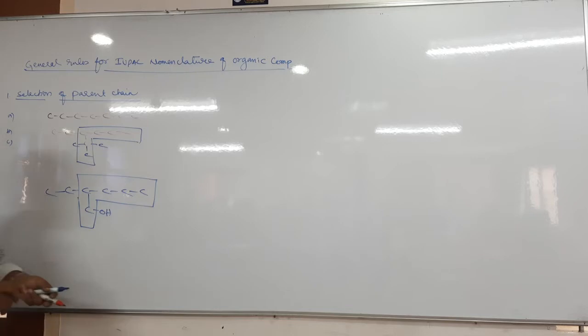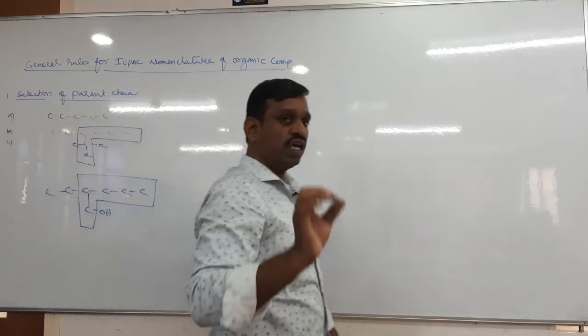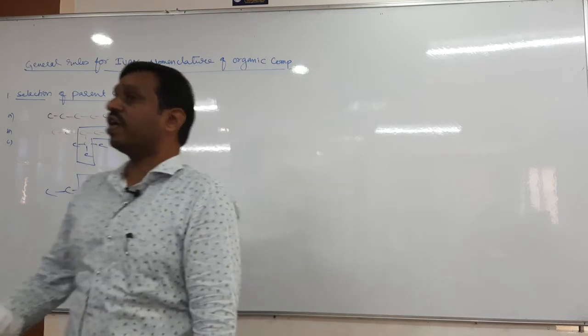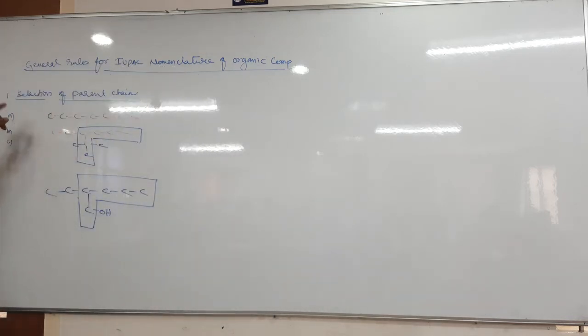In the selection of parent chain, the first rule is to select the parent chain having the maximum number of carbon atoms. Second, if there are substituents, select the parent chain having the maximum number of substituents. Third, if there is a functional group or multiple bond, select the parent chain having it, even though it has fewer carbon atoms.